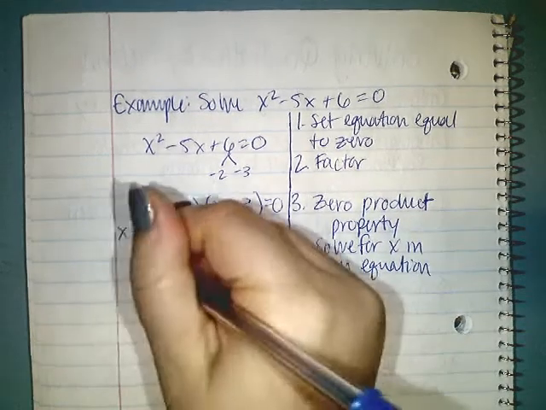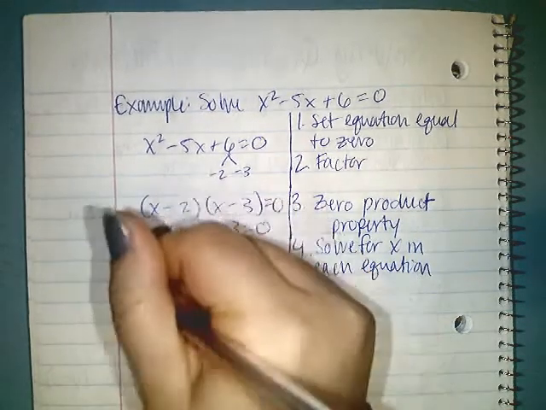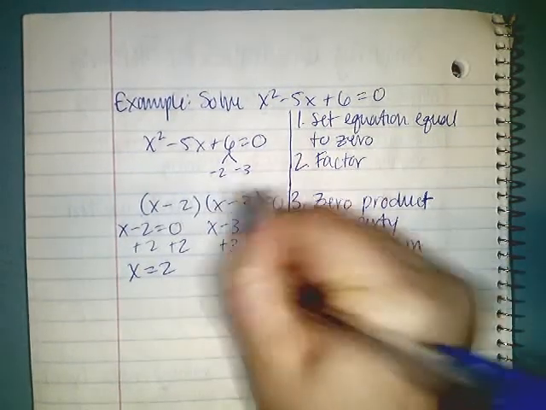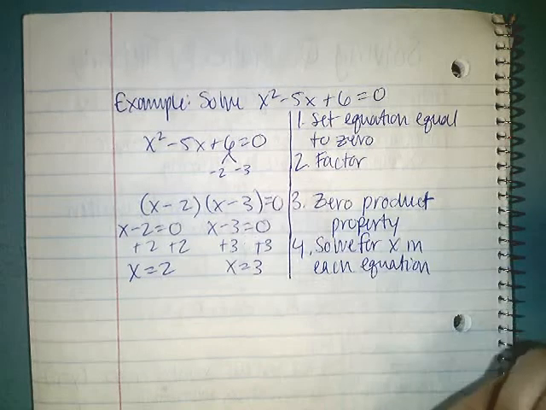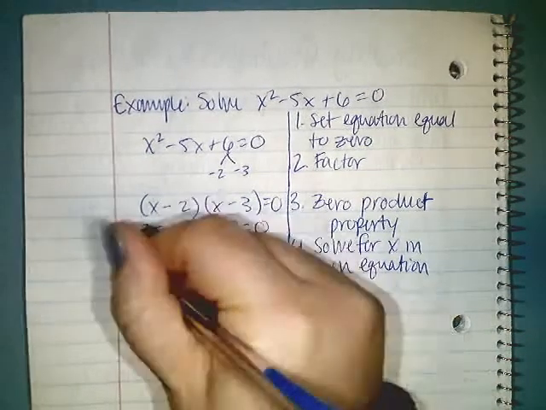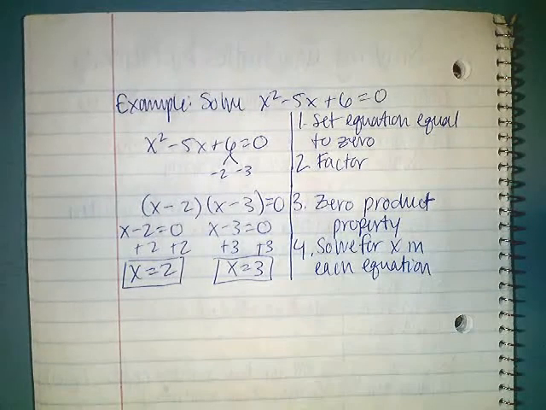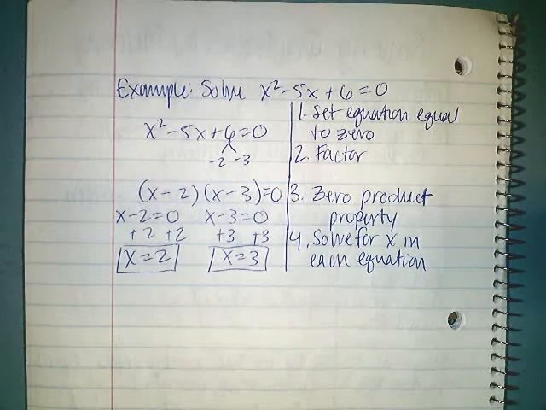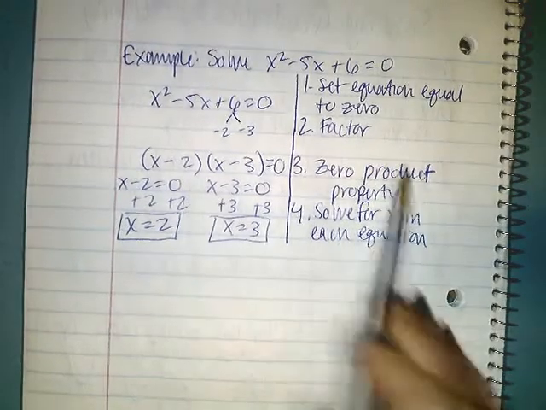So to do that, I'm going to add 2 to both sides in my first equation. So I get x equals 2. I'm going to add 3 to both sides here. So I get x equals 3. So my solutions or my x-intercepts for this are going to be 2 and 3, or (2, 0) and (3, 0). I'm all set. So that's all we have to do to solve by factoring: factor like normal and then use the zero product property.